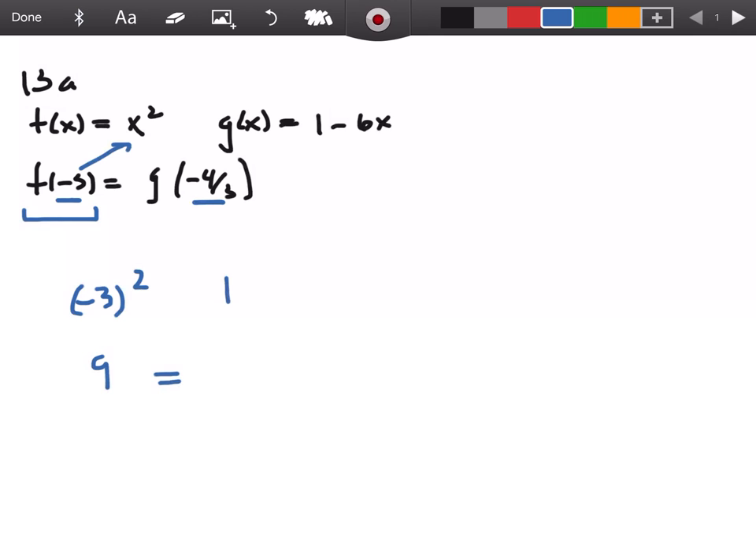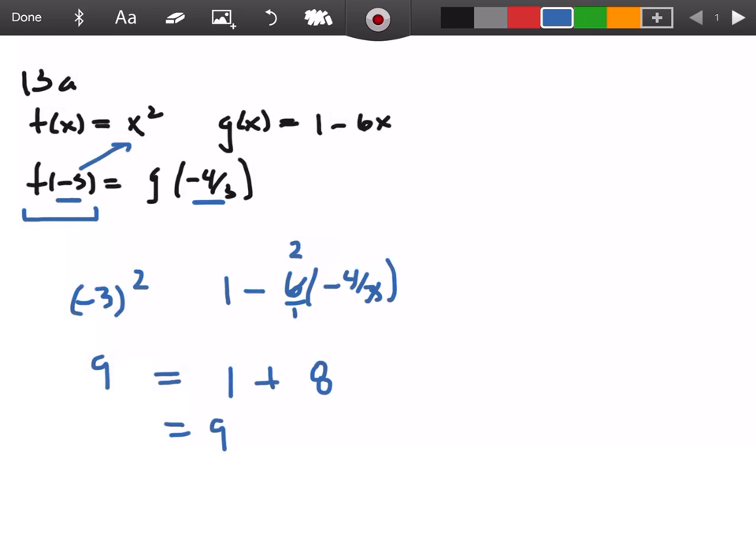So it's going to be 1 minus 6 times negative 4/3. So that's going to be 6 times 4/3, but you can cross simplify. 3 goes into 3 once, 3 goes into 6 twice, right? Because you think of that as 6 over 1. And then remember, that's not minus, that's times. So it's a negative times a negative. So it's going to be 1 plus 2 times 4 is 8. So it's going to be 9. So the first part is easy.